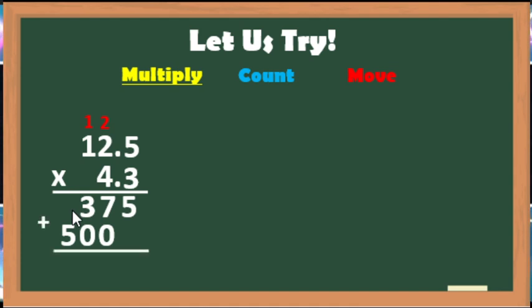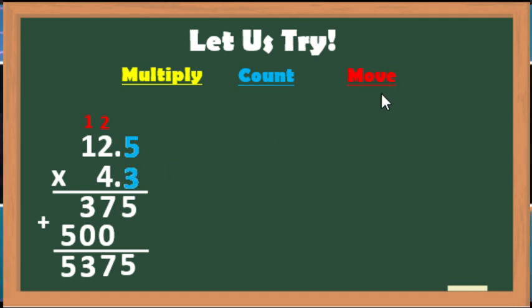Now let us add. Copy or bring down the digit 5. 7 plus 0 is 7. 3 plus 0 is 3. Then copy or bring down the digit 5. Next, count. Count the number of decimal places in our factors. Now, let us count the number of decimal places we have in our factors. We have 1, 2.